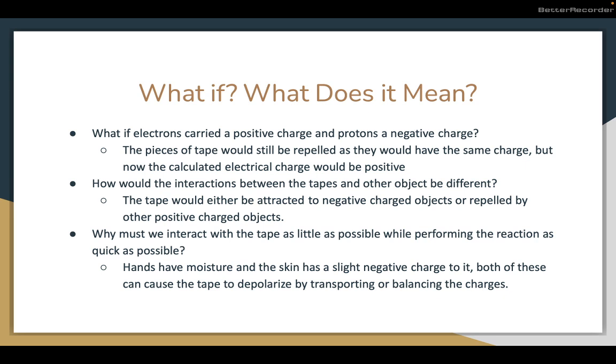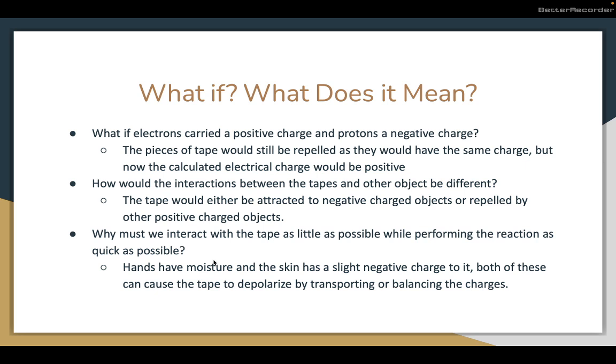So what if electrons carried a positive charge and protons a negative charge? The pieces of tape would still be repelled, but now the calculated electrical charge would be negative, not positive. And how would the interactions between the tape and other objects be different? This is the same case as the table and the hand discussed earlier.